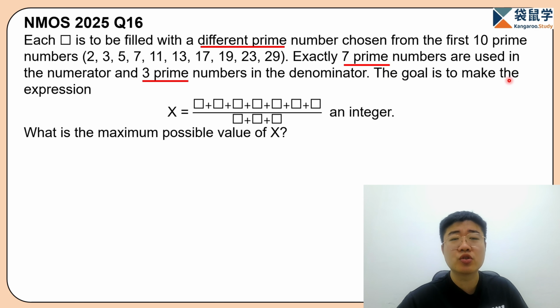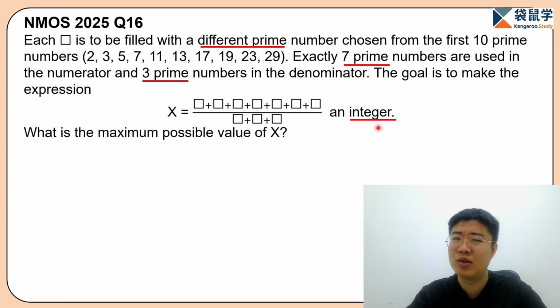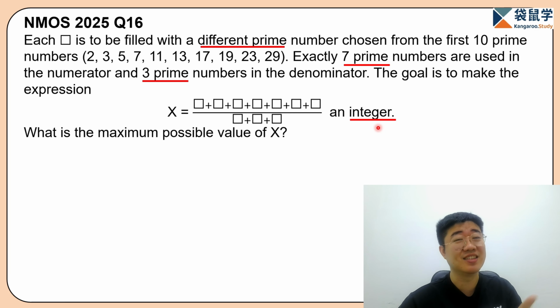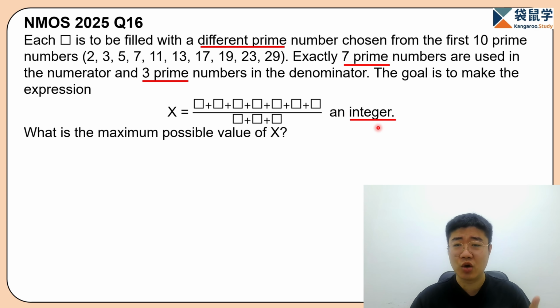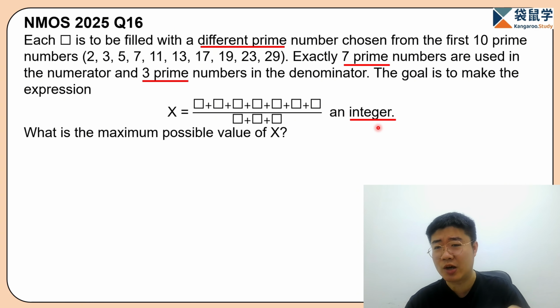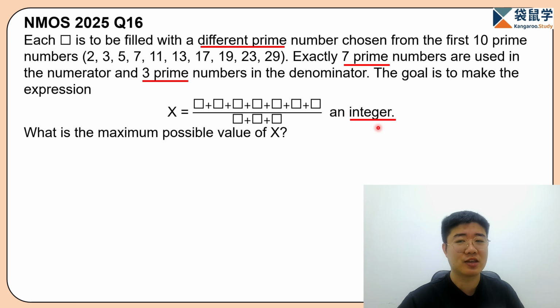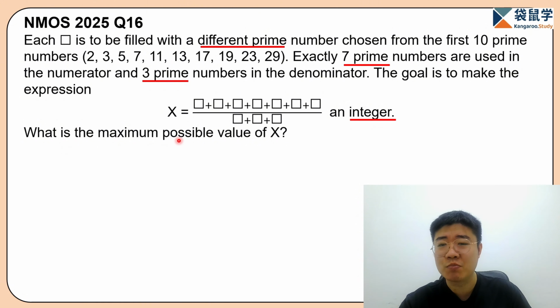Now the goal is to make the expression, so it's given to us here. You see in the numerator 7 numbers, denominator 3 numbers. So we have to make sure that this is an integer. Hey everyone, do we still remember what is an integer? This is just the whole numbers. Okay, so this is another way of saying a whole number. So we have to make sure that this result is a whole number, and they're asking us what is the maximum possible value of x here.